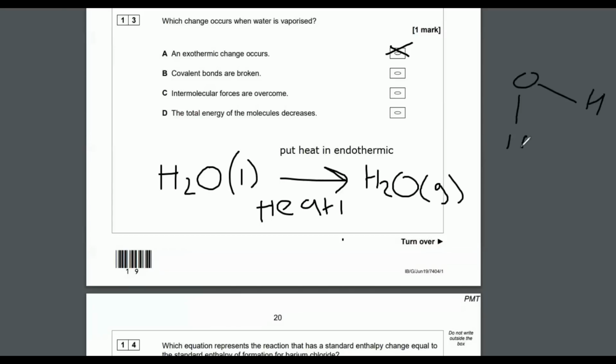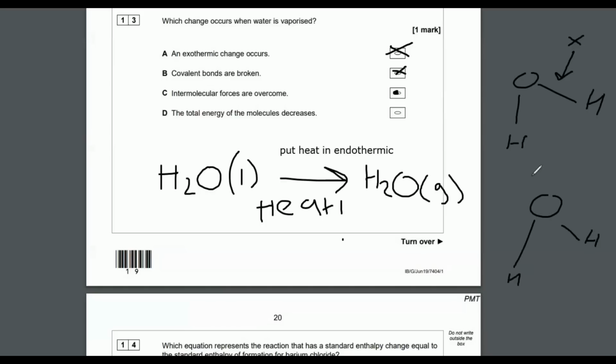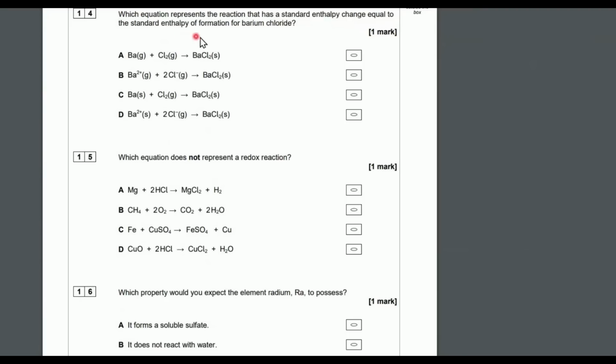You're putting heat in. Now, B, are covalent bonds broken? No, we don't break any covalent chemical bonds when we're boiling things or changing state. However, we do overcome the intermolecular forces. Look here, we've got hydrogen bonding between the different water molecules. That's what we need to break when we want to change the state of water. Does the total amount of energy of the molecules decrease? Of course, gases have more energy than liquids. They're moving around faster, more kinetic energy. So the last one is not true either.